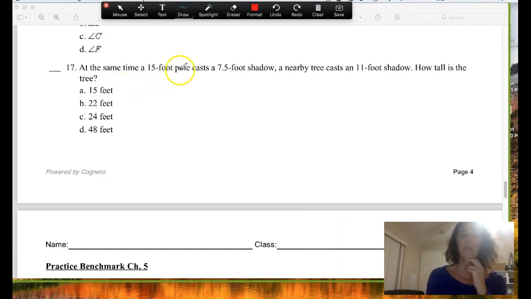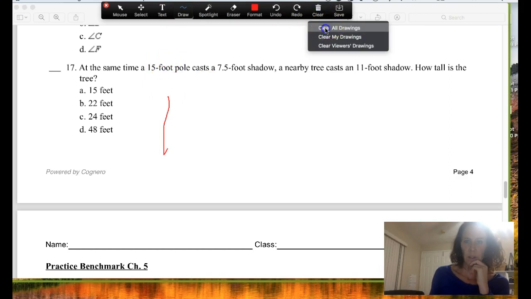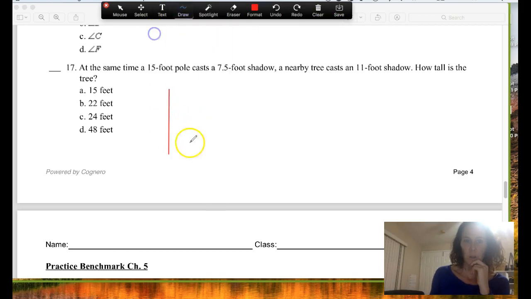At the same time, a 15-foot pole casts a 7.5-foot shadow. A nearby tree casts an 11-foot shadow. How tall is the tree? Well, if you have a 15-foot pole, let me see if I can draw that a little straighter. You got a 15-foot pole, and it casts a shadow that is about 7.5 feet. Okay, and here's your 15-foot pole. Draw a picture for stuff like this.